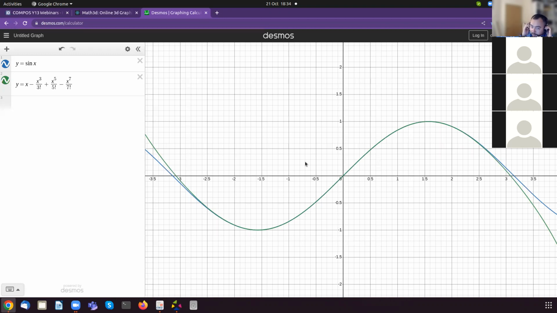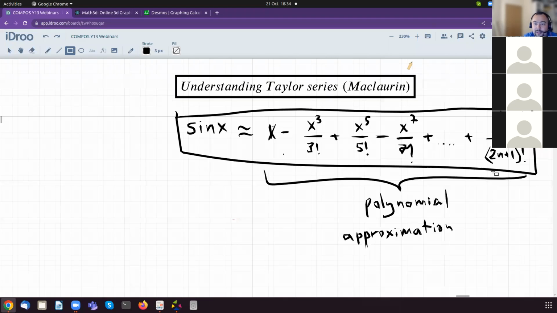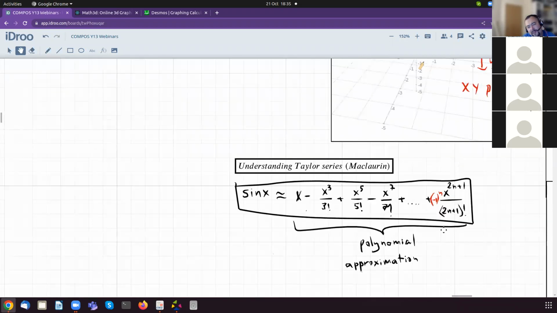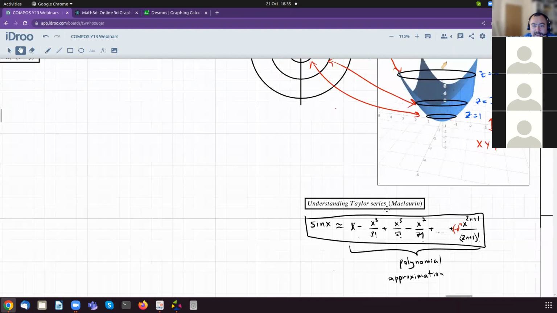Oh yes, the general term has a factor of -1, sorry, -1 to the power n, of course. Good. Is it 2n minus 1 factorial? Well, yes, 2n plus 1 factorial. And this is what we do.